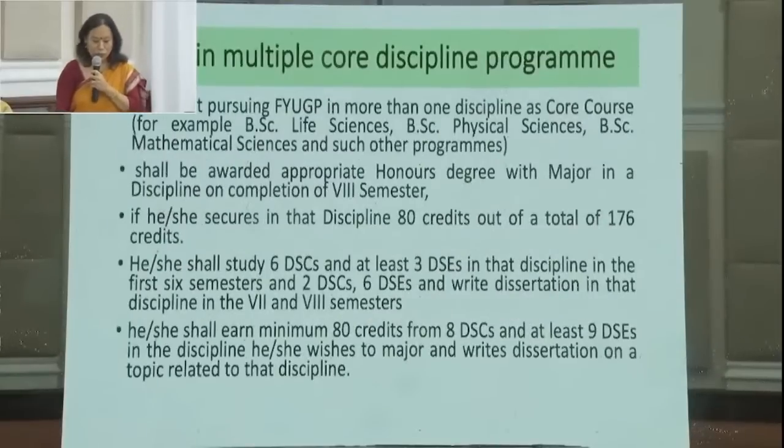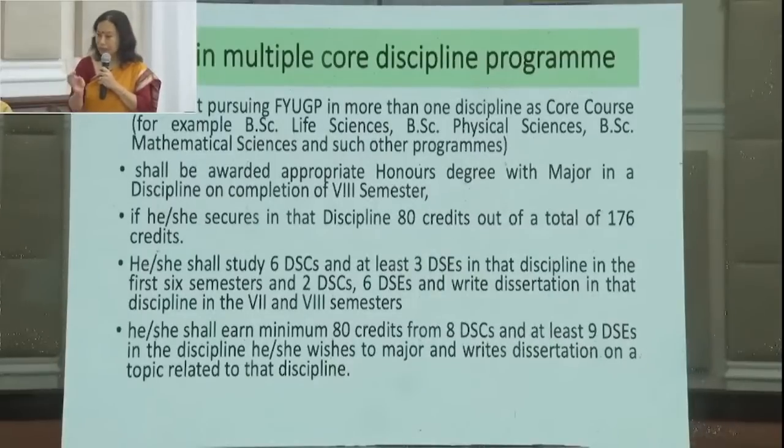Now coming to major in the case of multiple core discipline program, I have already explained, उसमें कम से कम 80 credits लेना है out of 176 credits, and so a student may study 6 DSEs, then at least 3 DSEs electives in the first 3 years. उसके बाद fourth year में तो obviously you'll study 2 core and then 6 discipline specific electives and then write a dissertation. तो उन सब में मिला के the person will be having a major in that discipline, particularly when we are talking about 3 core discipline program. 2 core में तो अपने आप बन जाएगा आराम से, ठीक है?